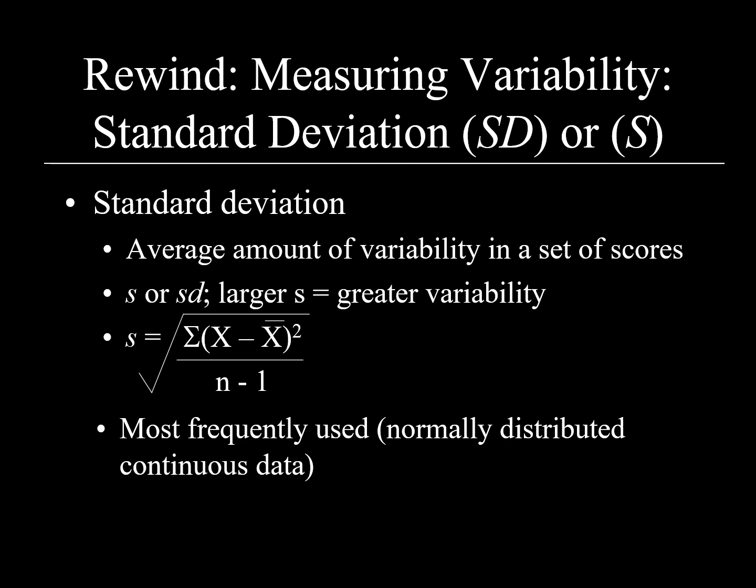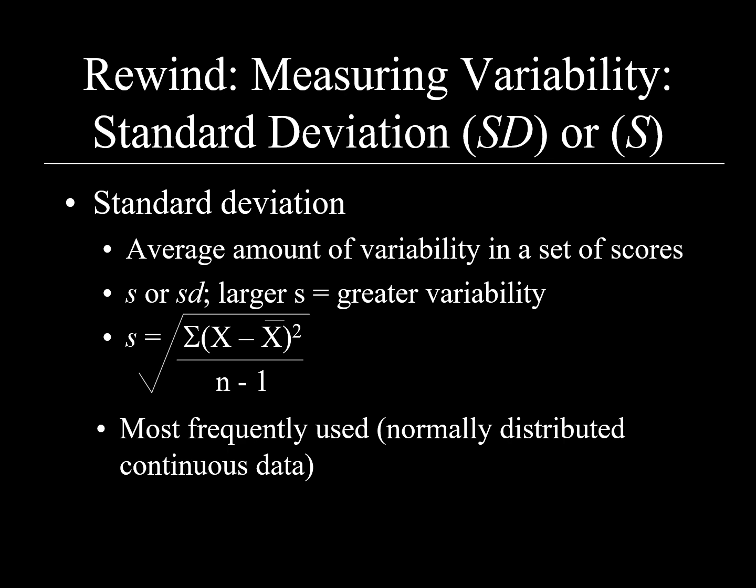So standard deviation is often referred to as either SD, and sometimes you'll just see it as capital S. And it's the amount of variance in a set of scores. So S or SD, the larger the S or the SD, the greater the variability. And mathematically, it is the sum of every individual score minus the mean squared divided by n minus 1, and then we take the total of that and we take the square root. That gives us standard deviation. Again, it's most frequently used with normally distributed continuous data. So that's where we're getting our standard deviation.